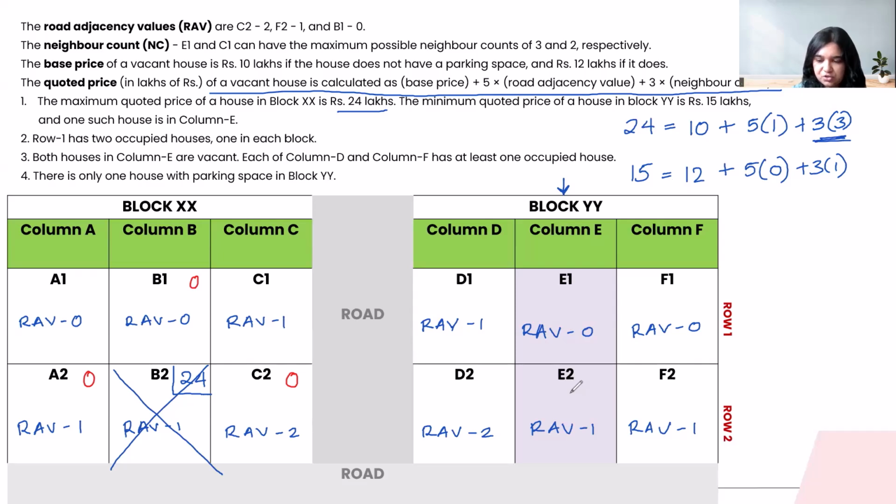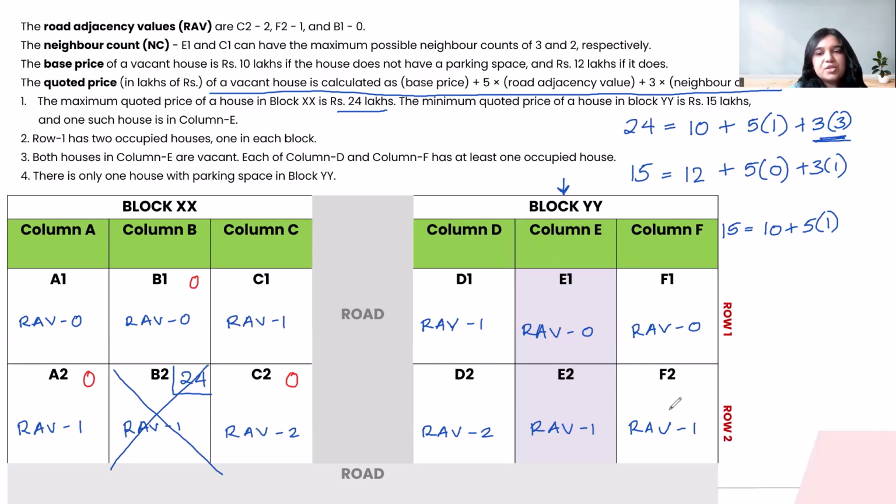However, let's consider E2 as well and check. So if I want to make a 15 with E2, can I have a 12 plus a 5 times 1? I cannot make it a 15. In that case, do I have a 10 and a 5 times 1? This will give me a 15, but I have to make sure that one particular flat, either D1 or F1, is vacant and the other one is occupied, in which case either D2 or F2 has to be occupied as well, because there is at least one in column D which is occupied and at least one in column F which is occupied.